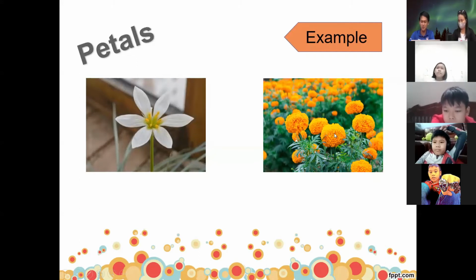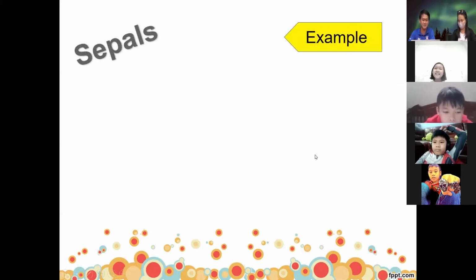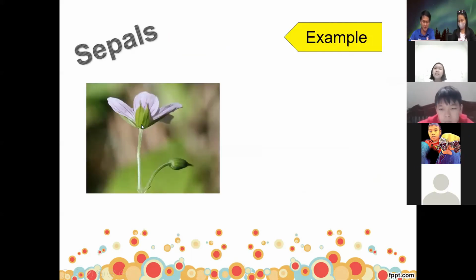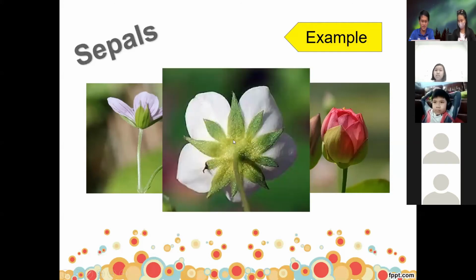Marigold. Or you call it... What do you call this in Thai? Dao Leung. Okay, very good. Okay, and here are some examples of sepals. Here, the green part of the flower. This one. Okay, that's lotus, okay? So here are some examples of sepals.